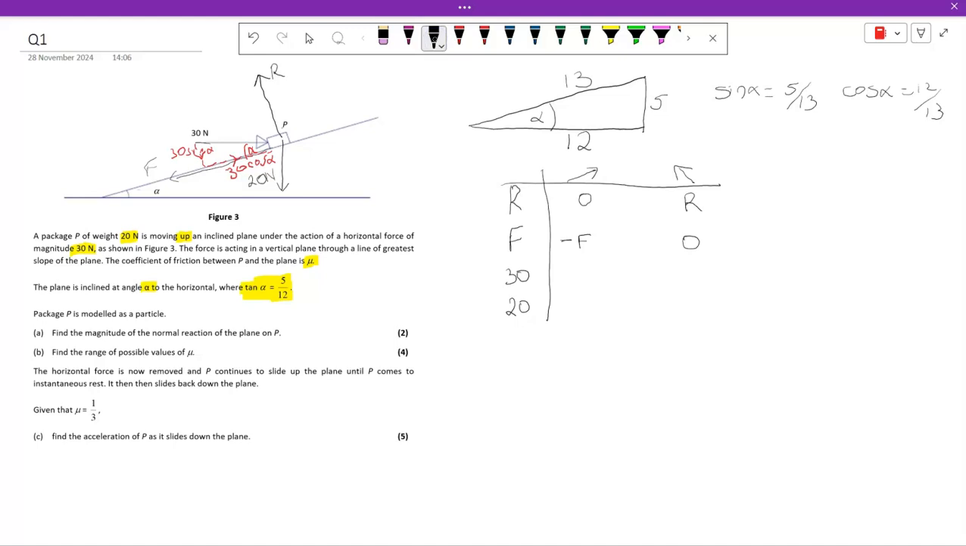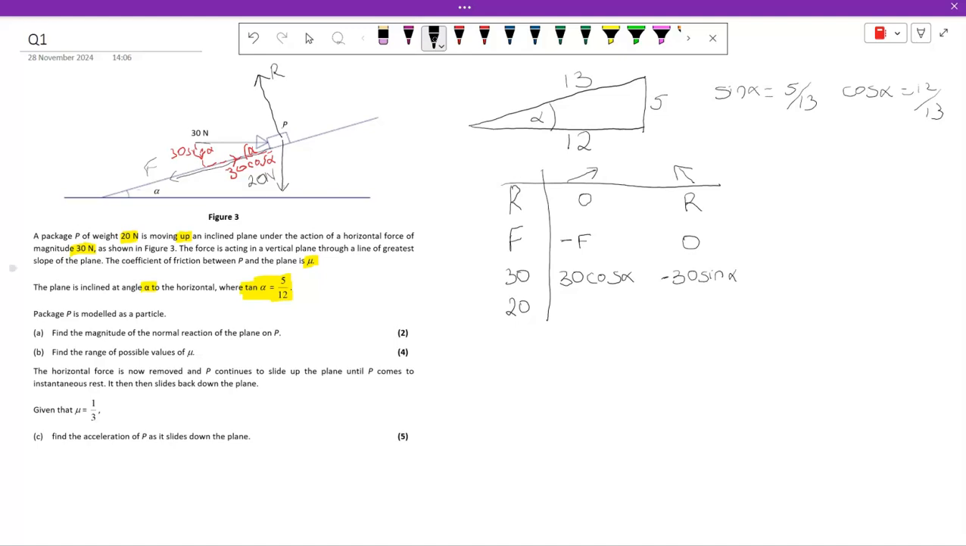So I'm just going to put those in. Parallel to the slope was 30 cos alpha, and it was going along the line of up the slope, so I'm going to leave that as positive. And the perpendicular was going into the plane itself, so it's 30 sine alpha, but it's negative because it was going into the plane.